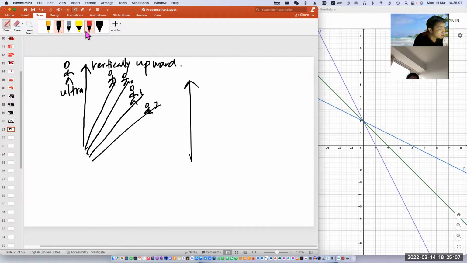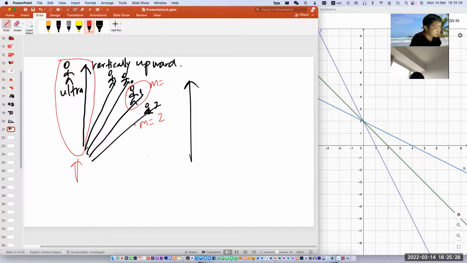Why do I call it ultra? How do you climb this vertically upward slope? Vertically upward. So let's assume that this is m equals 2. This one must be bigger than 2, because it's harder to climb. So 3. Let's say this is m equals 11, then this is m equals 22. So what do you think this m is? An impossible task.